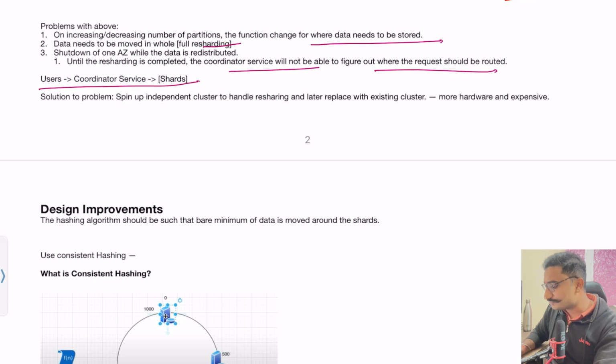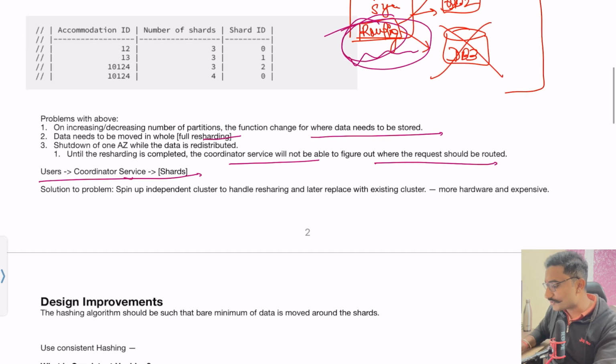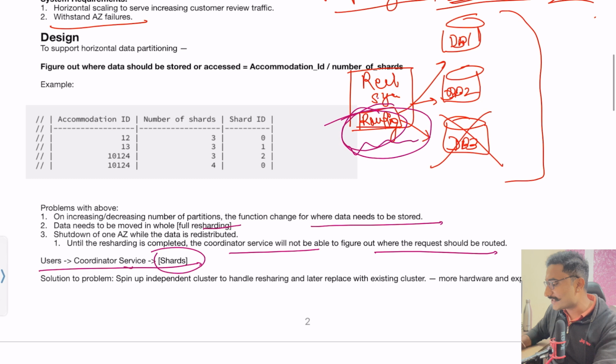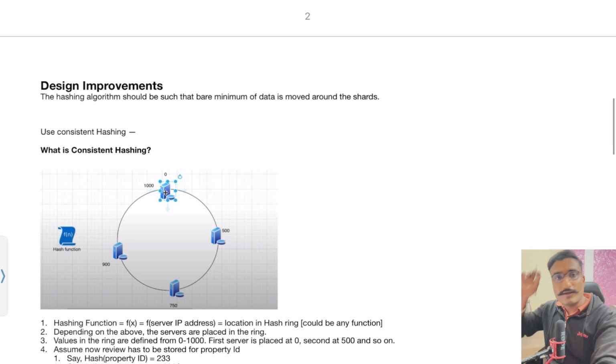So this is the general users. You have coordinator service, which is your component in your review system. Then it goes to the different shards. When I said these are the DB, multiple DB instances, multiple DB shards on which the data is stored.